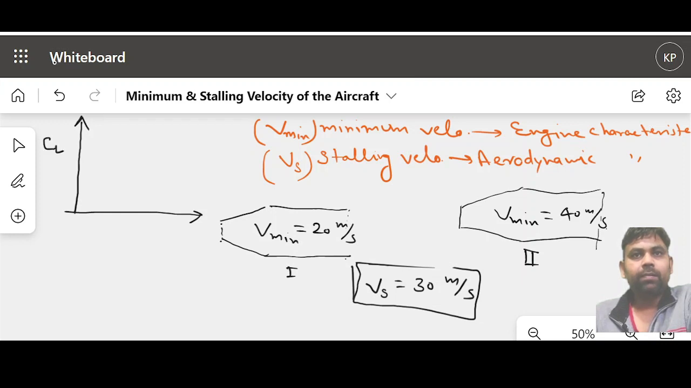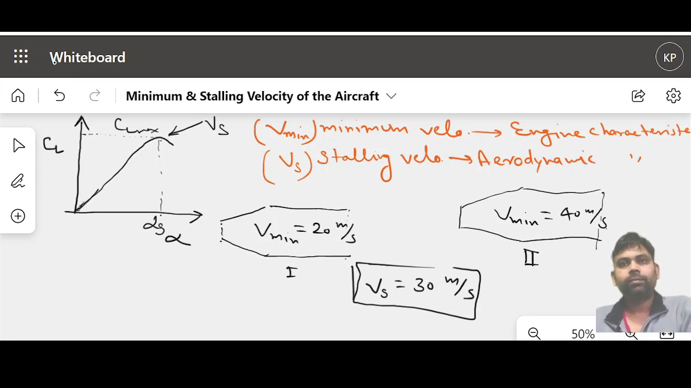a graph between lift coefficient and alpha, if the aircraft has symmetric airfoil then the graph starts from here. So as alpha increases the CL will increase. If alpha goes more than the stalling angle of attack, then CL starts decreasing. That we can understand in another video. Just we will see what is the stalling velocity here. So guys, this is the CL max, and according to this CL max, this is the stalling angle of attack, and here we will get the stalling velocity. Obviously the stalling velocity depends on the CL max and stalling angle of attack, guys.